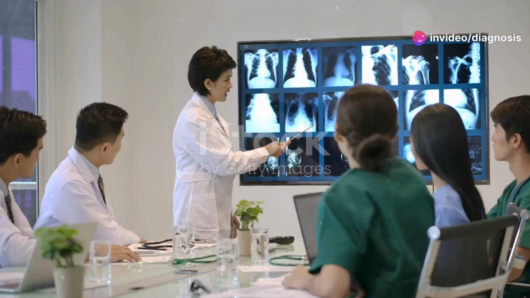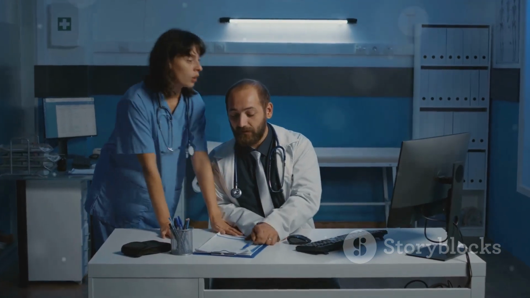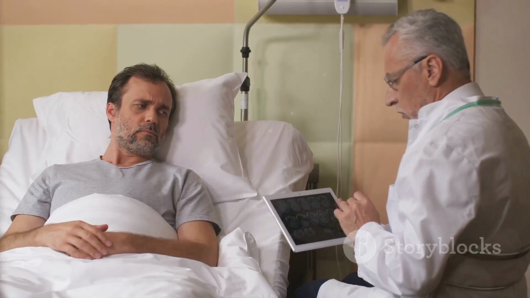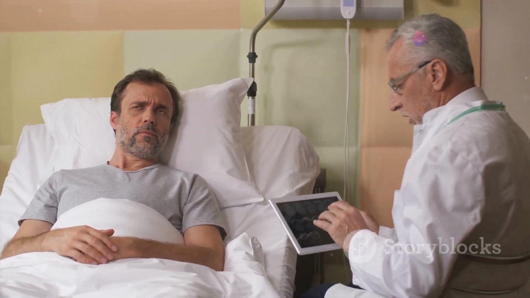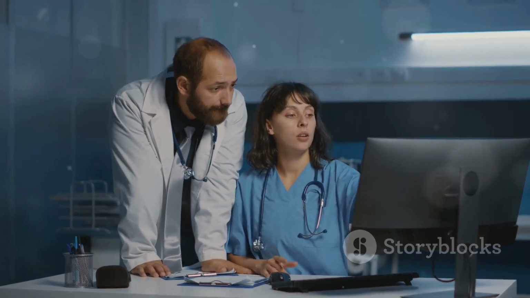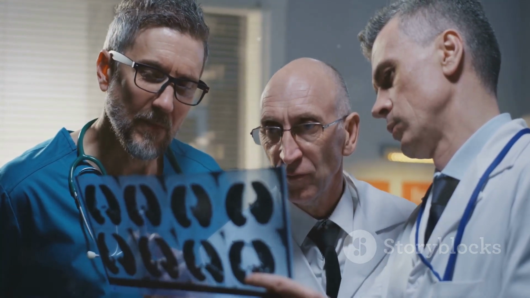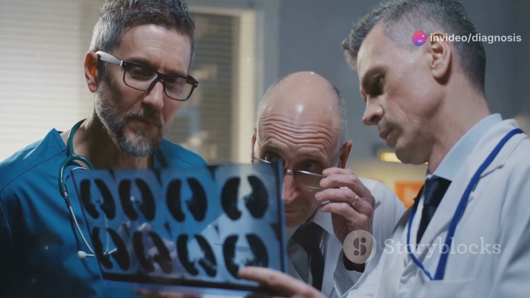Section 8. Common diagnostic errors and how to avoid them. Diagnostic errors are unfortunately common in medicine. They can have significant consequences for patients. One common error is premature closure. This is the tendency to settle on a diagnosis too early in the process. Another common error is anchoring bias. This is the tendency to fixate on the initial diagnosis, even in the face of contradictory evidence.